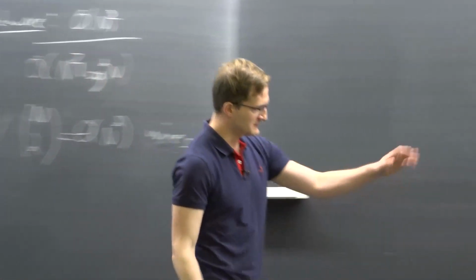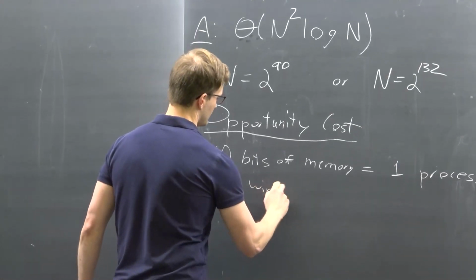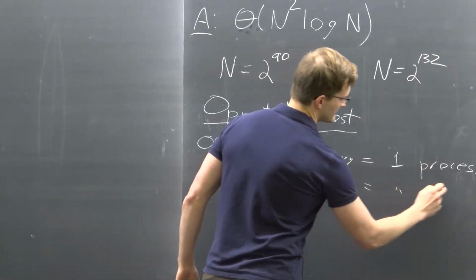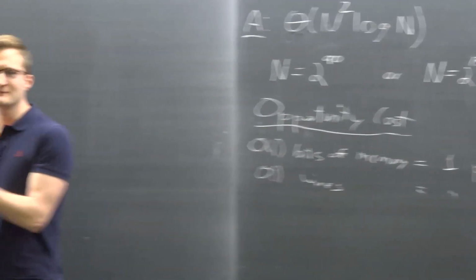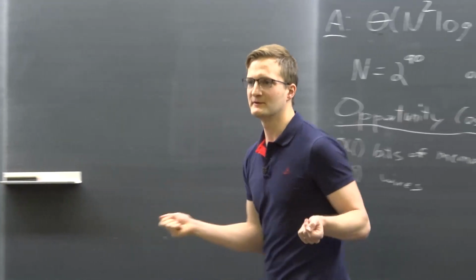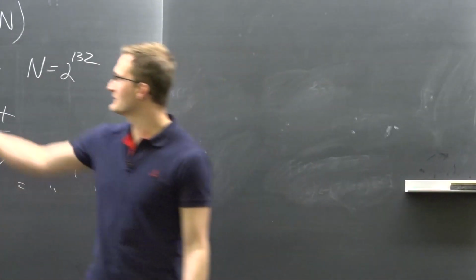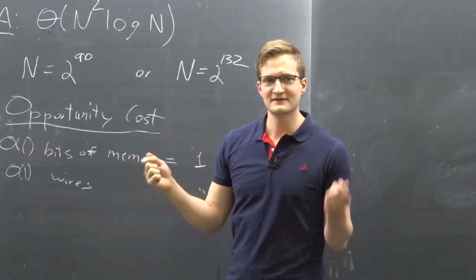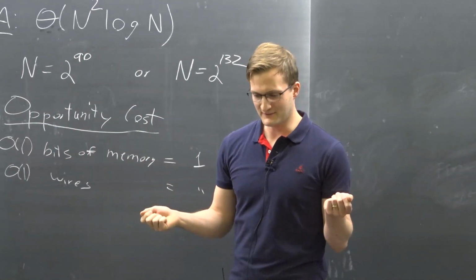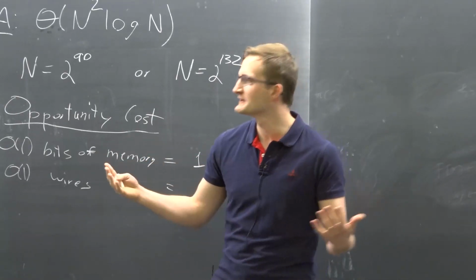I'll throw this in the opportunity cost. O of 1 wires equals 1 processor. And again, a wire seems very cheap. It seems like we should be able to build as many as we want. But when we're thinking about these scales, if we have 2 to the 90 processors, and we've got n squared, that's 2 to the 180 wires. This is the sort of thing where you turn every atom in the sun into a wire, and you're not even close. So this architecture is ridiculous.